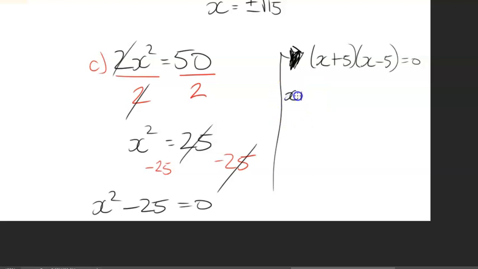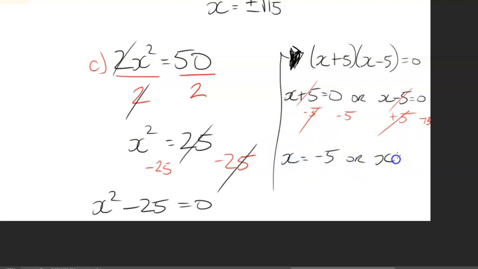So right now, here's a scenario using the null factor law. We can either say x plus 5 is equal to 0, or x minus 5 is equal to 0, and then we just solve for x for both sides. That's a plus 5 there. So we can have x is equal to negative 5, or x is equal to positive 5. Or we can write it as x is equal to plus or minus 5.